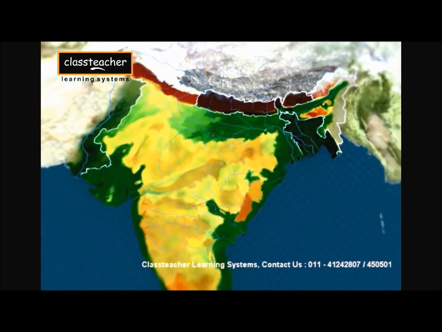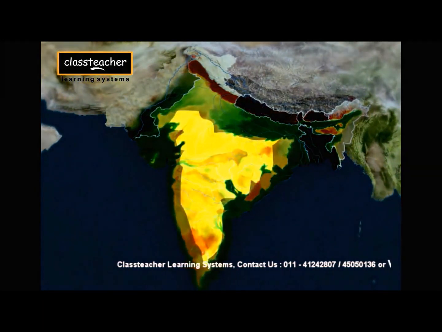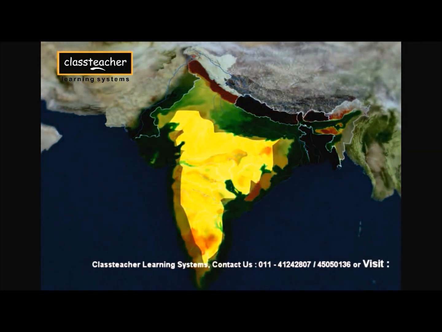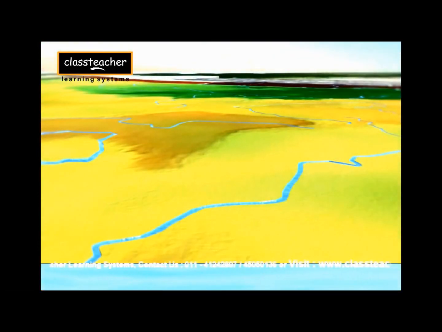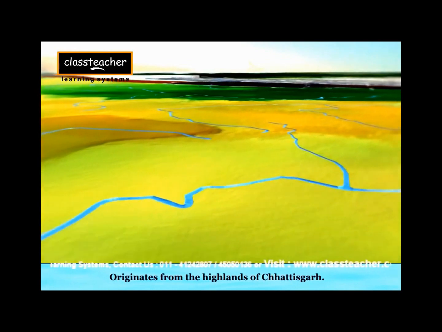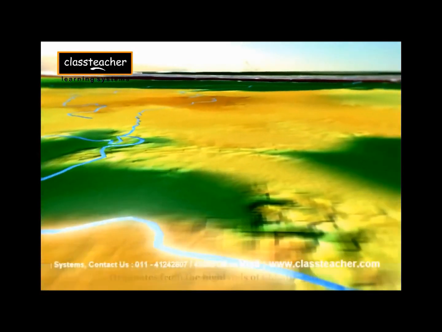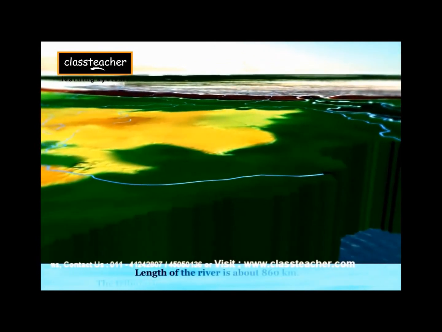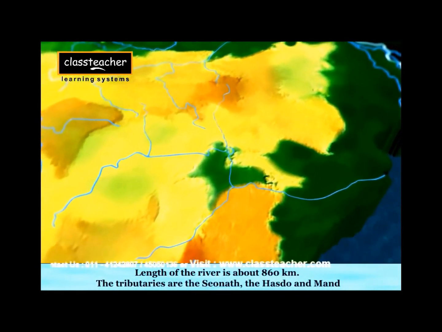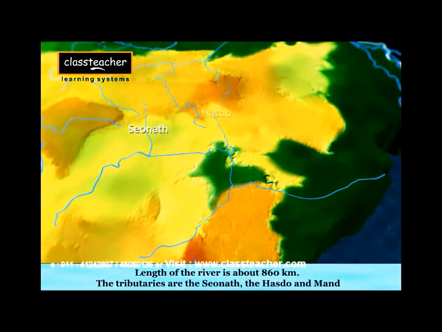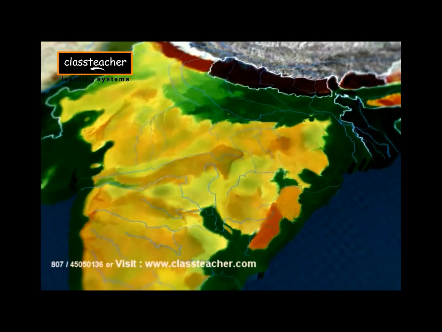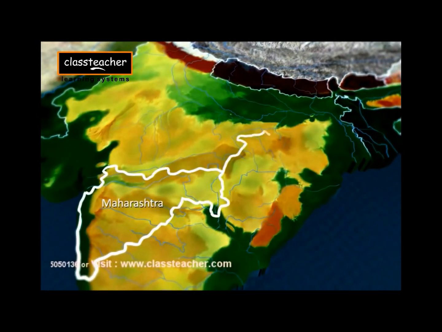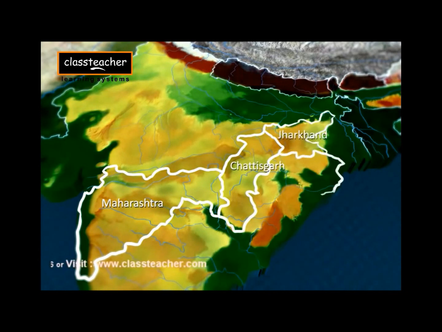Peninsular rivers. The peninsular drainage system is older than the Himalayan one. The peninsular rivers are mainly rain-fed, thus they have a seasonal flow of water. The Mahanadi river system. The river Mahanadi rises in the highlands of Chhattisgarh, flows through Orissa to reach the Bay of Bengal. The length of the river is about 860 kilometers and it is joined by the Seonath, the Hasdo and the Mand. The Mahanadi Basin covers parts of Maharashtra, Chhattisgarh, Jharkhand and Orissa.